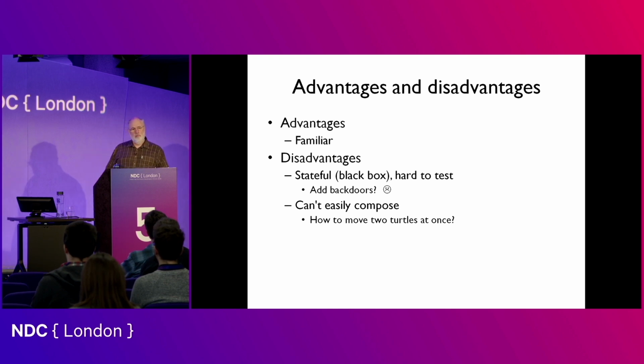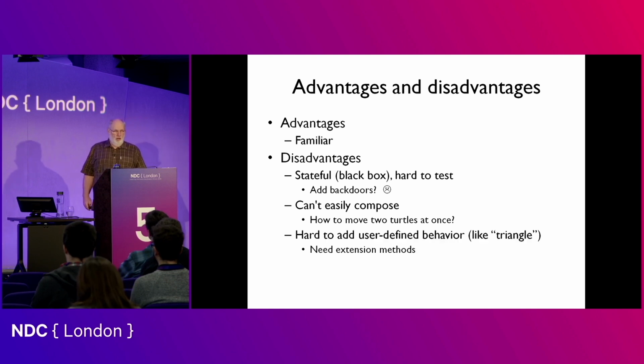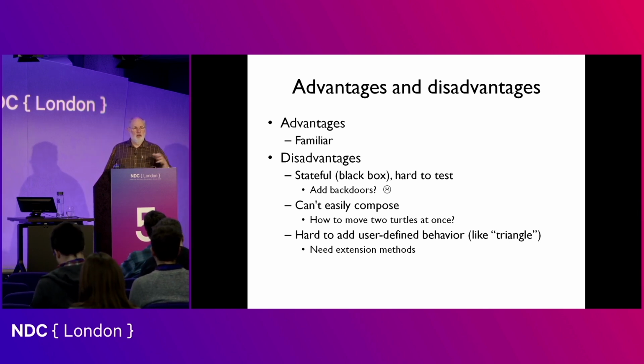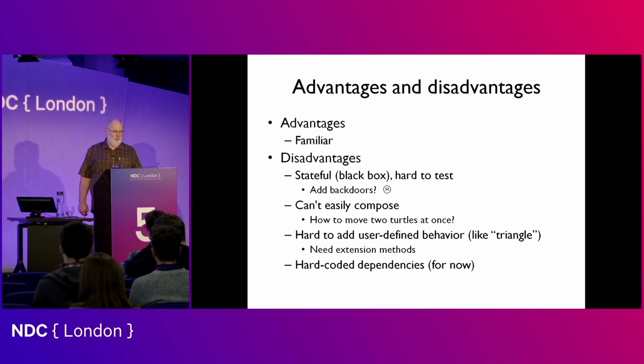It's hard to work with them. It's hard to compose them together. It's hard to move two turtles at once. If I want to have a whole set of turtles, it would be kind of tricky, right? They're not really composable. And if I want to do something like a user-defined method, like a triangle or a square, that's a separate thing. I can't really add it as a property of the turtle because it's encapsulated. So that's why in C# you have extension methods to do this kind of thing. But that's a workaround for how object-oriented programming doesn't do this. And of course, we've got these hard-coded dependencies, which are bad.